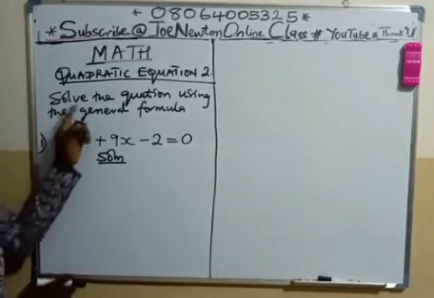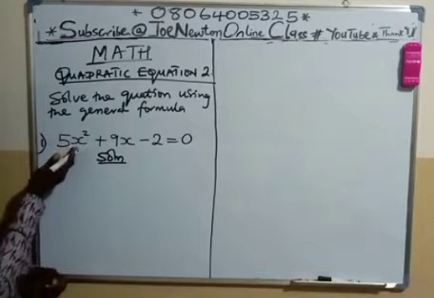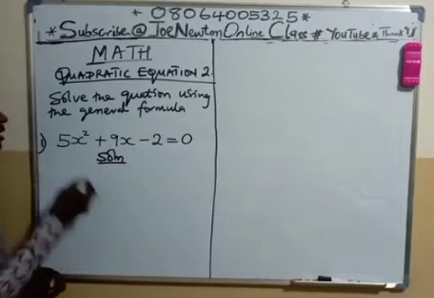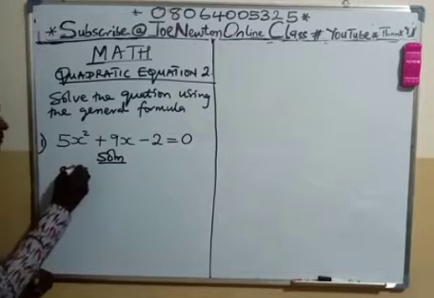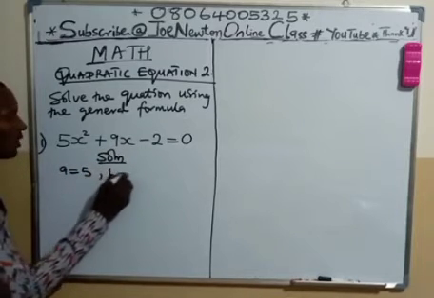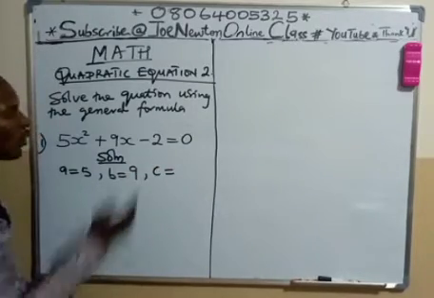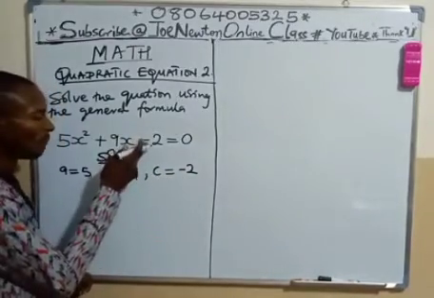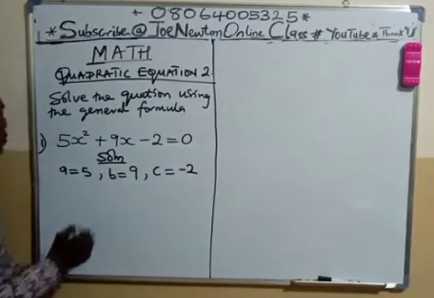Now, the question says, solve the equation using the general formula. The equation given is 5x squared plus 9x minus 2 is equal to 0. Now, the coefficient of x squared stands for our a in the general formula, which is 5. Then, our b is the coefficient of x here, which is 9. And our c is the constant here, which is minus 2. Remember to maintain this sign when it is there.